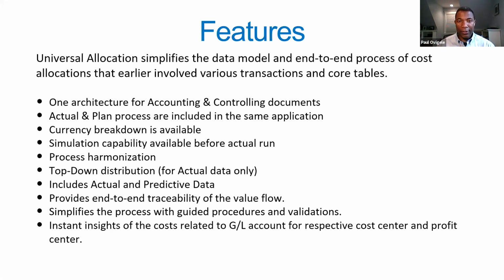Okay, you've done the allocation. Yes, you can see the results, but you don't have this holistic view of what went from where to where, or a visual picture of which cost centers were allocated to which other cost centers, and some even go in an iterative loop. So although you can get to it in ECC, it's not very easy to see that clearly and visually. It simplifies the process with guided procedures and validations.